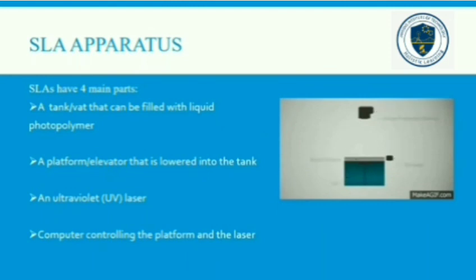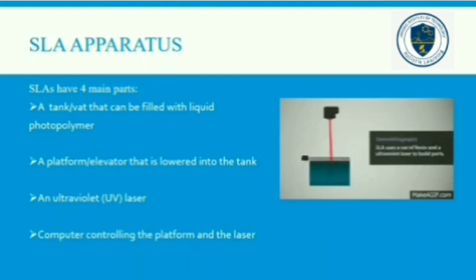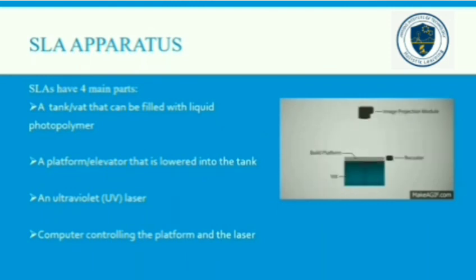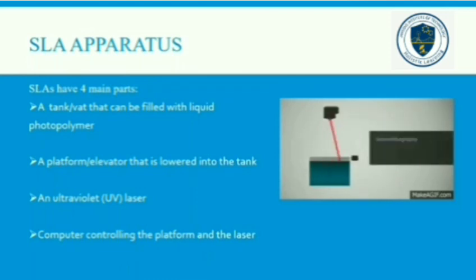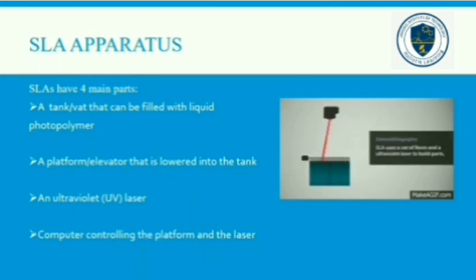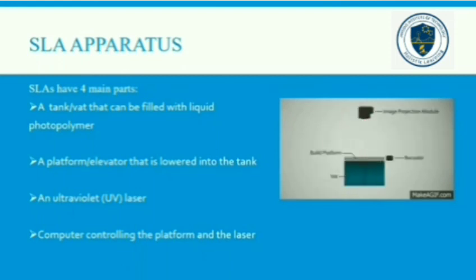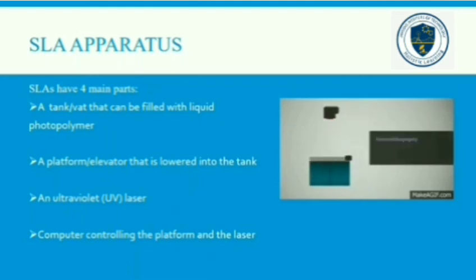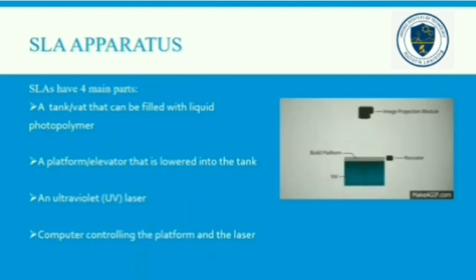SLA apparatus have 4 main parts. First one, tank with vat that can be filled with liquid polymers. Second one is the platform and the elevator, entire system. Next one is ultraviolet laser system, and fourth one is computer controlling the platform and the laser to make the object.